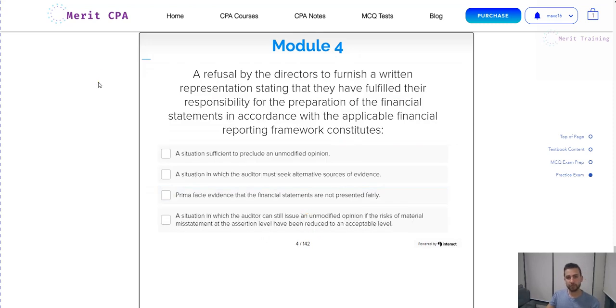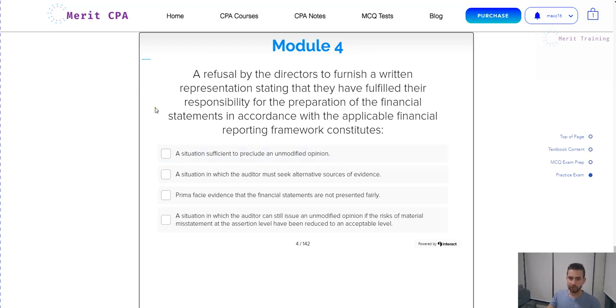All right, next question, question 4. A refusal by the directors to furnish a written representation stating that they have fulfilled their responsibility for the preparation of the financial statements in accordance with the applicable financial reporting framework constitutes. So basically, in other words, the directors don't want to write a letter saying that they've fulfilled their responsibilities. So what will this constitute?